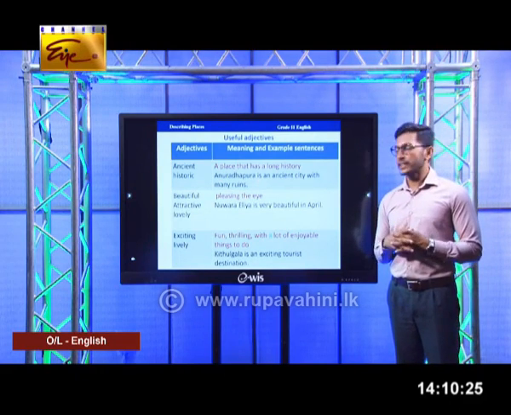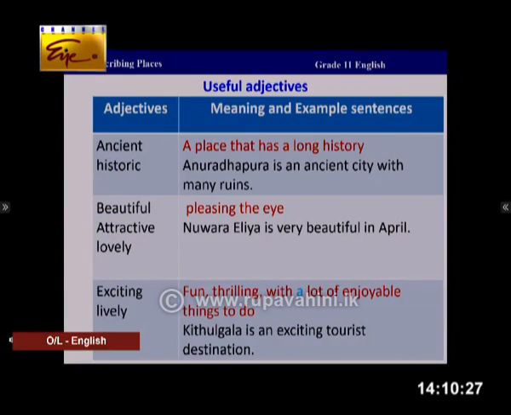You can use the adjectives ancient and historic to describe a place that has a long history. See the example. Anuradhapura is an ancient city with many ruins. If a place is pleasing to the eye, you can use the adjectives beautiful, attractive, or lovely. See the example. Nuwara Eliya is very beautiful in April.